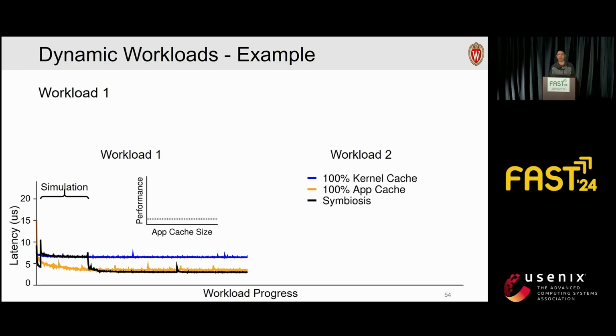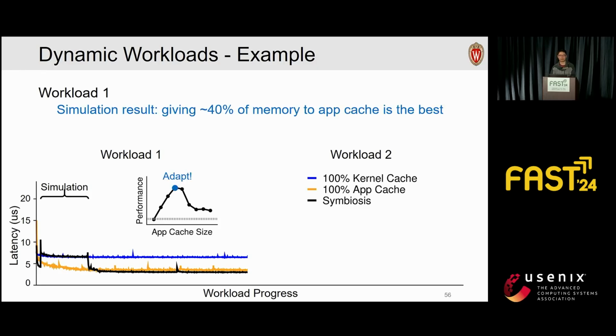The line plot shows how Symbiosis simulation works. The y-axis is the performance where higher is better, and the x-axis is the application cache sizes. The dashed line is the current performance. Each configuration is simulated one by one in the order of increasing application cache size. The solid curve is the simulated performance. Symbiosis finds that giving about 40% of the memory to the application cache performs the best. The expected performance is better than the current performance, so we adapt to that configuration.